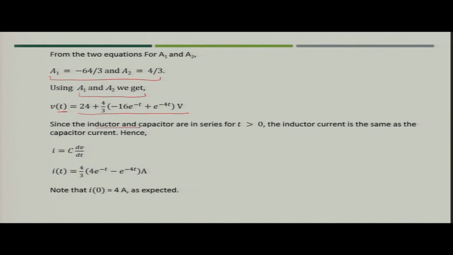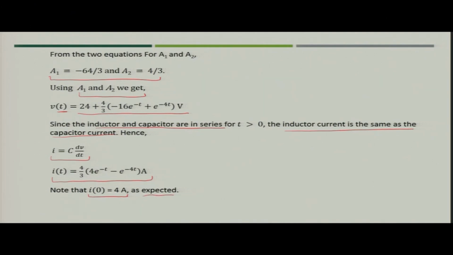Now, since the inductor and capacitor are in series, the inductor current is the same as the capacitor current. So, what can we say? We can say the inductor current I can be given as C dV by dt. So, when you differentiate this and multiply by C, the capacitance, you will get the value of current I at any time t also. Now, if you put the value of t as 0, you will get the same expression which we derived for current I at time t equal to 0, which is our expected result.